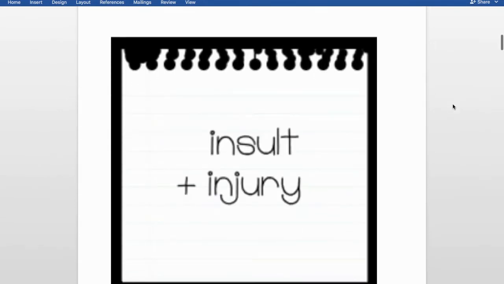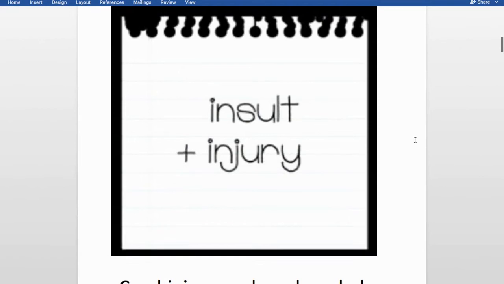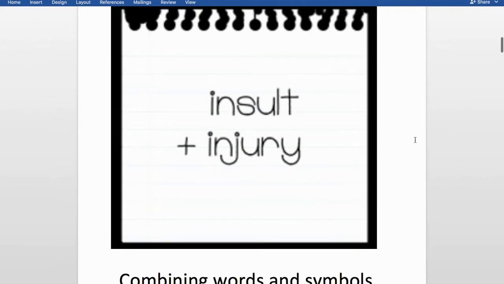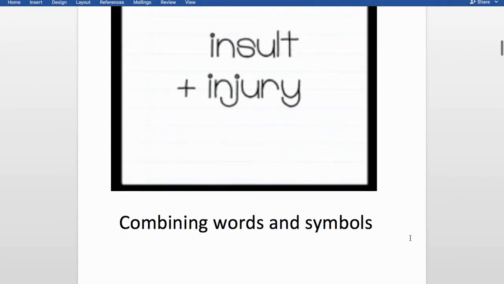So here's an example where we have two words and then we have the plus sign. You have to figure out how to combine these words and symbols into something that makes sense. So you have insult and you have injury, and you have an addition symbol or the plus symbol. And so you are adding them. And so this turns into the phrase, adding insult to injury. This is an example of a rebus that combines words and symbols. So we have these two words, we have the addition sign, and together they make adding insult to injury, which is a saying. Here's another one.